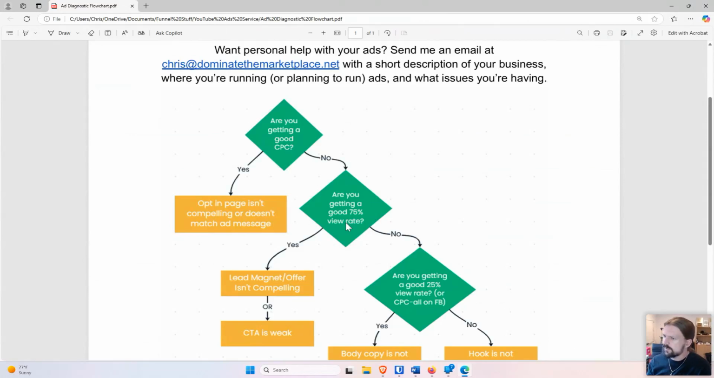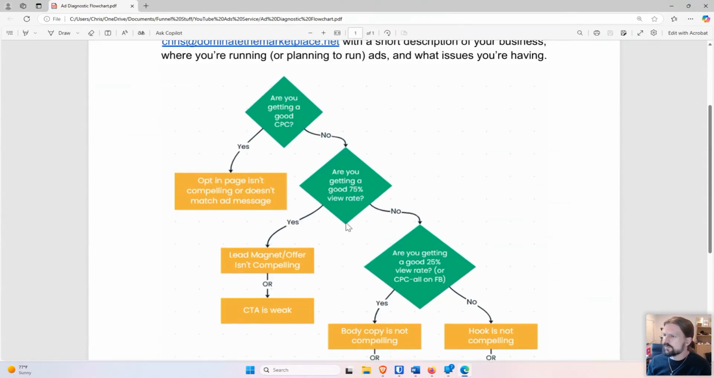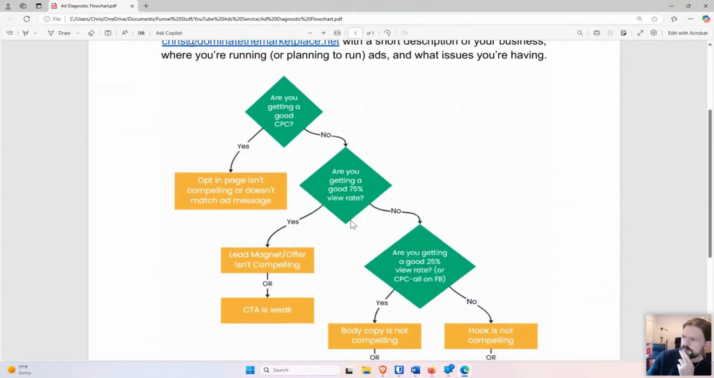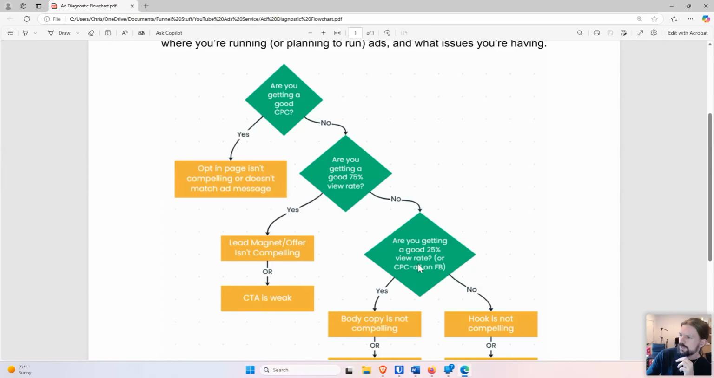And this is kind of YouTube specific. So we're going to have to skip that one. And we're going to have to go straight to, are you getting a good 25% view rate or cost per click all on Facebook? Right. So just ignore this 75% view rate and go straight down here. Since 25% view rate and 75% view rate are YouTube specific metrics, if we're doing Facebook, we want to look at cost per click all.